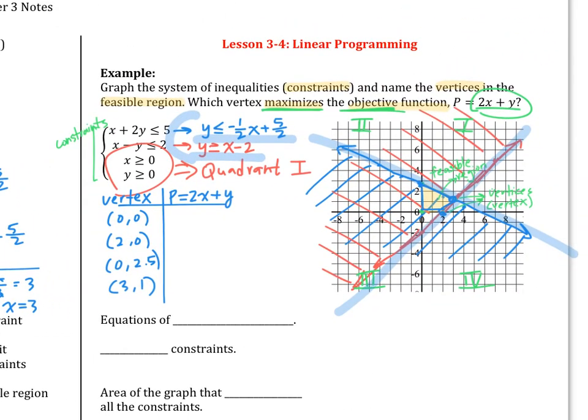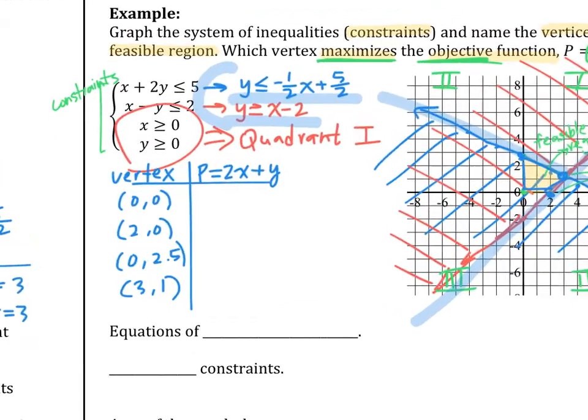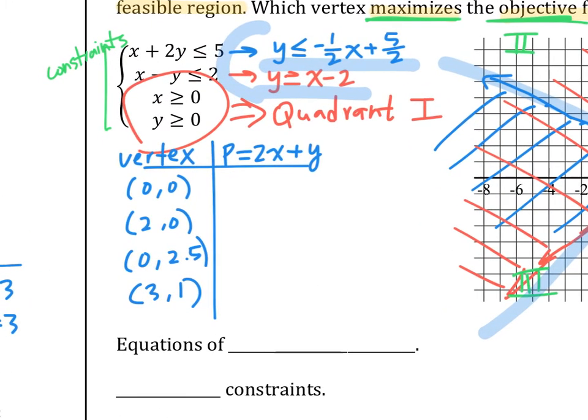So if you ever have a case where you cannot figure out the vertex and you know which 2 lines intersect, then you can use a system of equations to solve for that point. Next, we're going to check these 4 vertices to see which one maximizes the objective function, the objective function being 2x plus y.